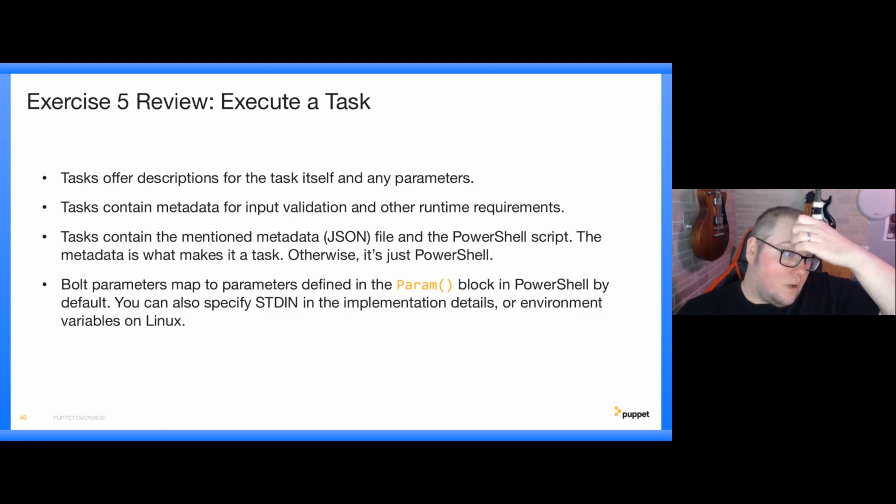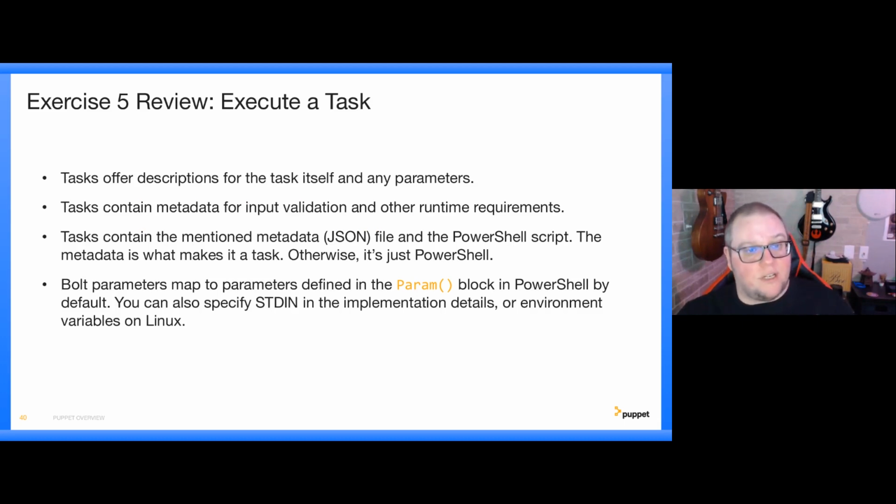So let's review tasks. It offers descriptions for that task itself and then any additional parameters. So we're effectively documenting what our script does and the fields it needs to operate. And then as we share with other people, they can read and understand what it is and what they need to give it. It has that metadata that allows you to do input validation and also pass other runtime requirements. So if we need a helper, if we need to specify Python 3 versus 2, we can specify those things as part of that manifest.